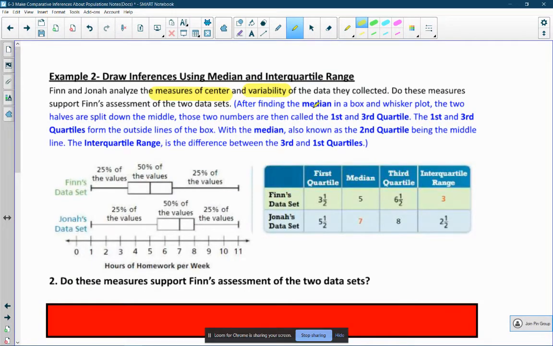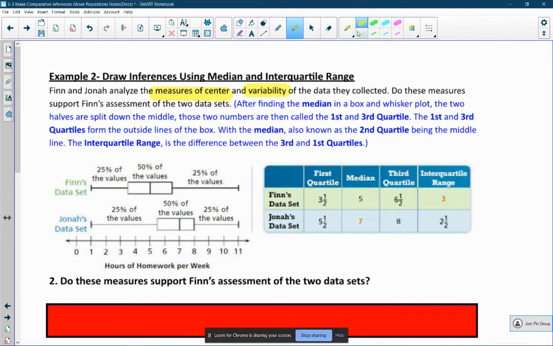It says, after finding the median in a box and whisker plot, we take those two halves. Once we split something down the middle, we take those two halves, and then we split those two things down the middle, right? And we get what is a first and third quartile. So basically the middle of both halves. Now those first and third quartiles, they make the outside lines of the box.